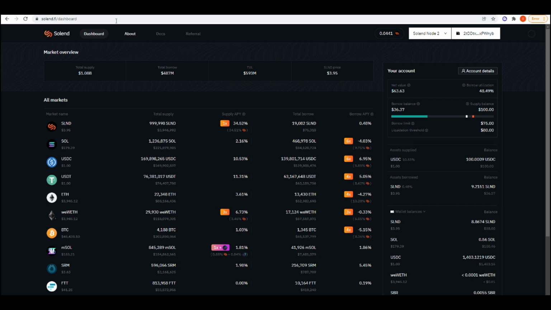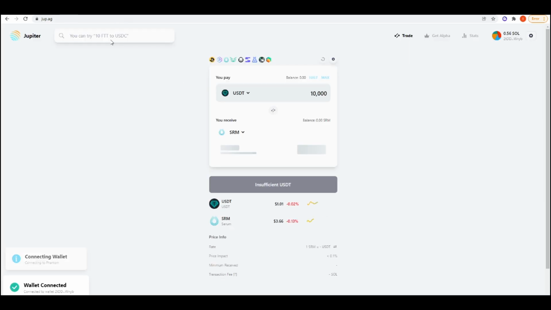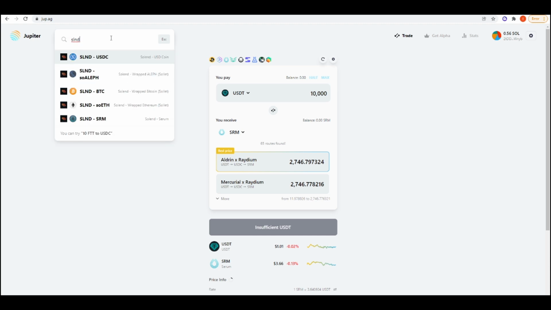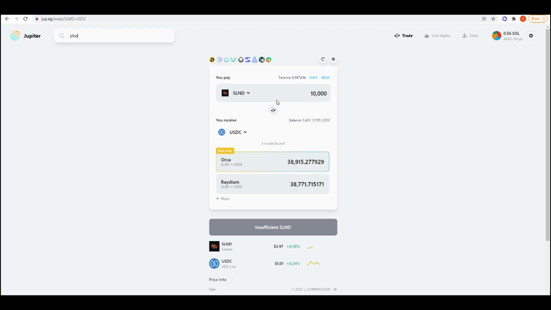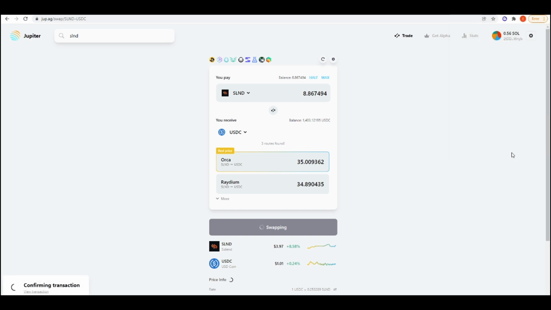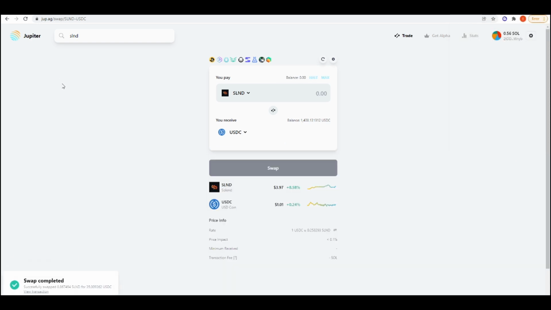So in order to actually execute the short position, I now need to go ahead and sell these SLND tokens. So there we go to Jupiter Aggregator, type in SLND to USDC and sell them all off. So that's $35. I'll swap and then press approve. Cool. Okay, so that USDC is now back in my wallet.